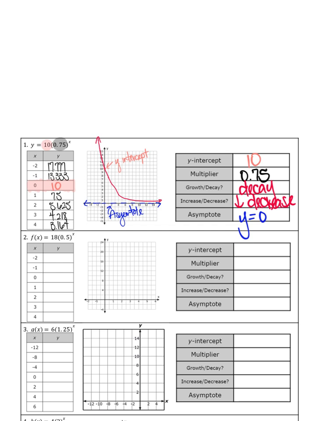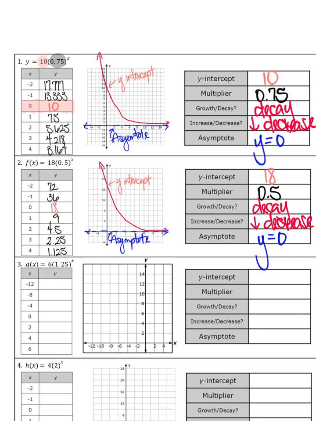I want you guys to try example number 2. I'm going to pause my video. You come back and see if you did it correctly. All right, friends, how did you do? You should have had a y-intercept of 18, a multiplier of 0.5, which is a decay and decrease in your graph, reading it from left to right, and your asymptote is y equals 0. This should have been your table that you received after you put this into Desmos.